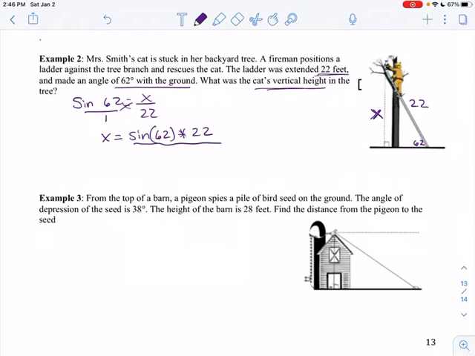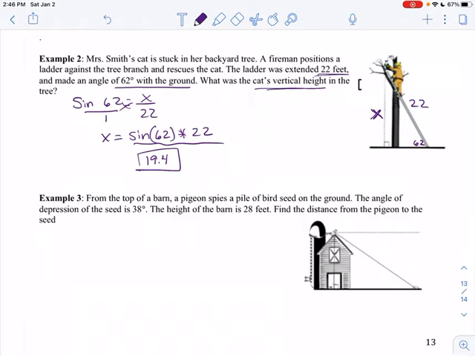Okay, so this is what's going in your calculator right there. And I want to find this to the nearest, what does it say? What was the cat's vertical height in the tree? It doesn't tell me. So let's do it to the nearest tenth. All right, so put that in your calculator. Sine of 62, close the parenthesis, times 22 is 19.4 feet.